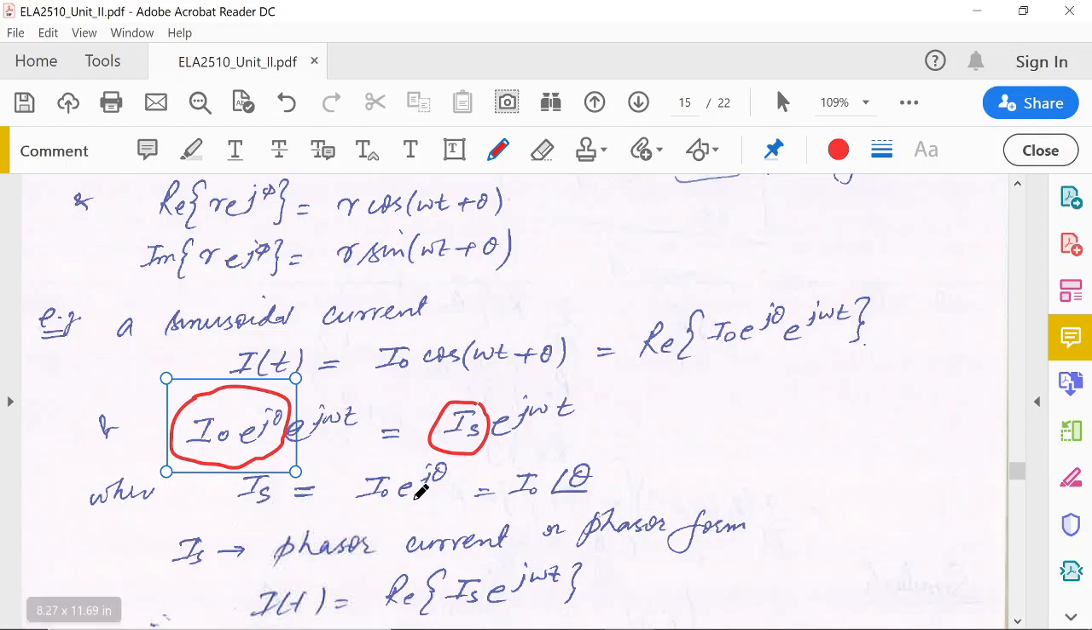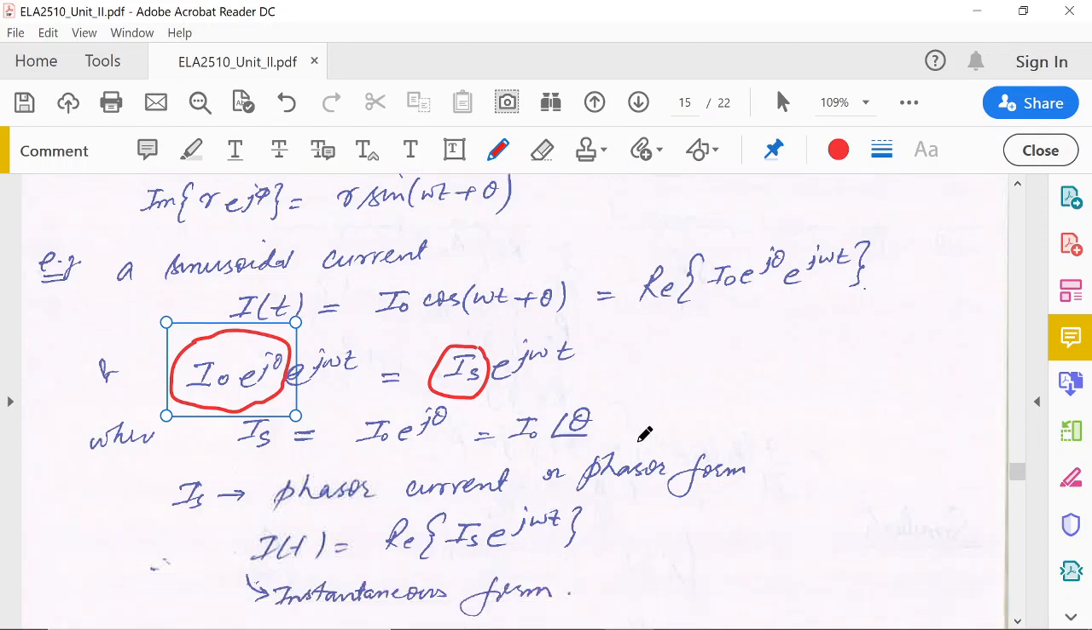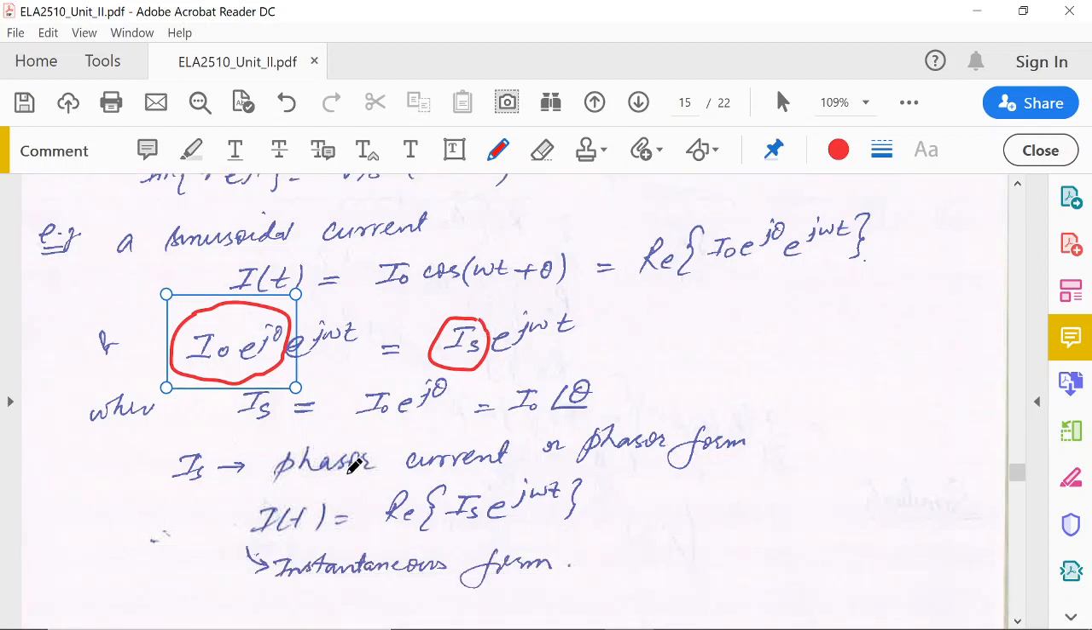Where I_s equals I naught e to the power j theta, here it has a magnitude I naught and the phase is theta. This phase is independent of time. It depends upon the space only. Similarly, I naught depends upon the space only. So this I_s is called the phasor form or the phasor current.